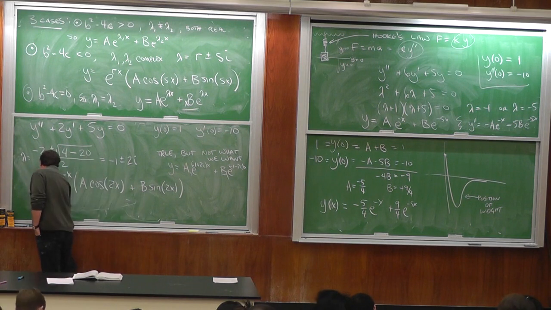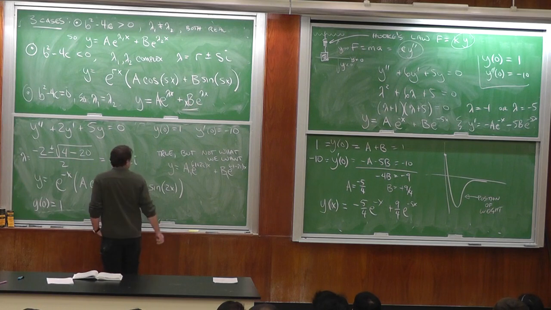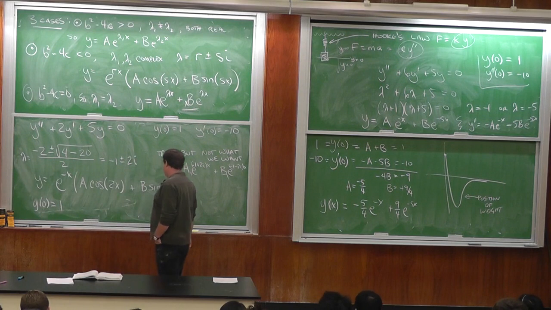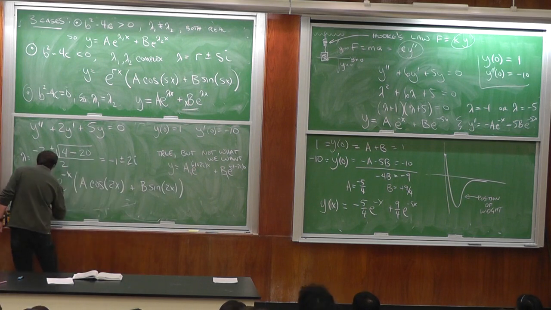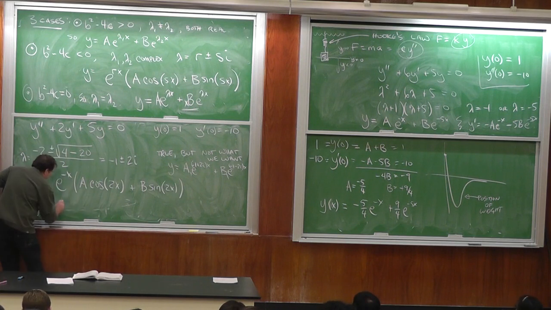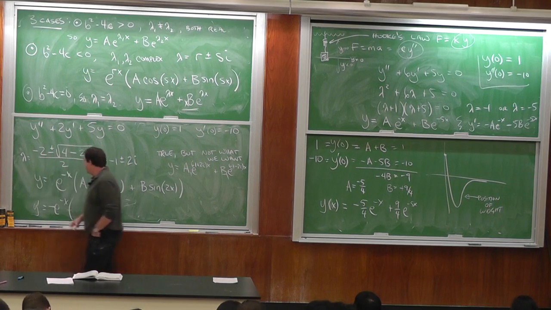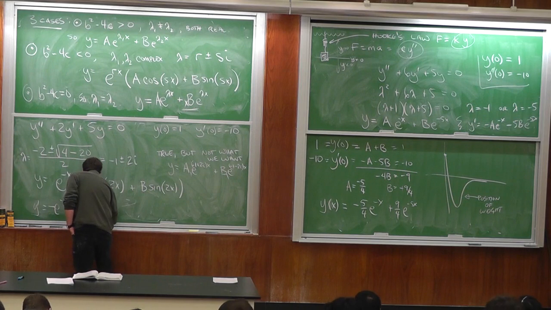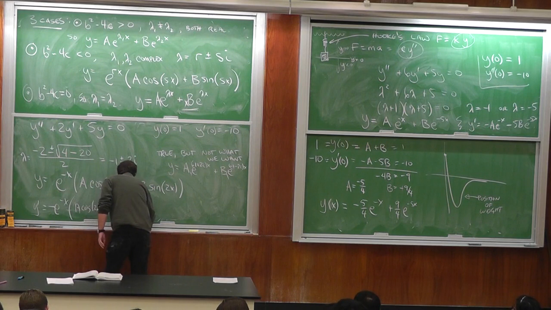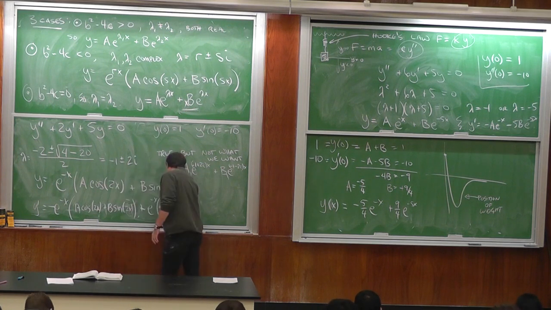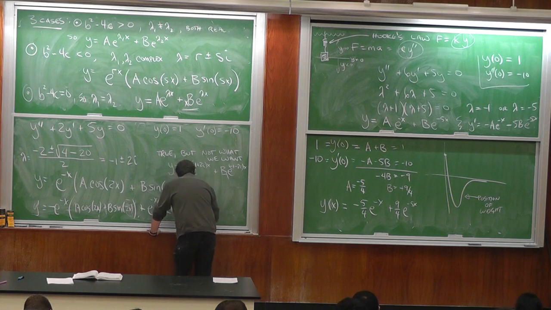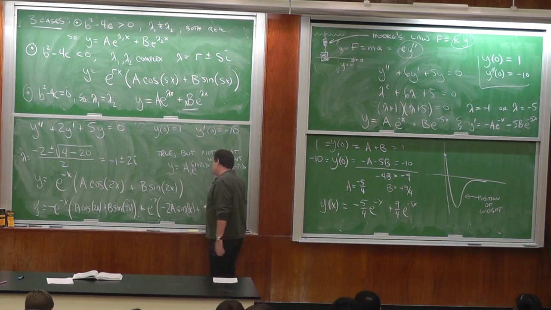Now, using the same setup, we can solve for the constants. Since we know that y of 0 is 1, and y prime of 0 is minus 10, I guess I have to write down what y prime is, huh? So y prime is a product, so I need the product rule. It would be e to the minus x, the derivative of e to the minus x is just minus e to the minus x, times a cosine 2x plus b sine 2x, plus, using the product rule, e to the minus x times the derivative of cosine, which is minus sine, and I get a 2 from the chain rule. And the derivative of the sine is the cosine. So I get that.